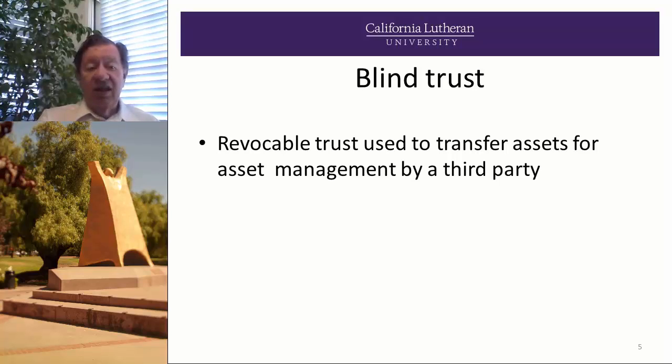There's a blind trust. It's an irrevocable trust used to transfer assets for asset management by a third party. And that is, again, for politicians, I think the main place you should see that, so that they aren't accused of acting in interest that helps themselves, supposedly.